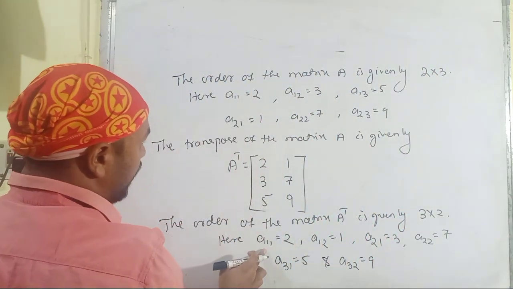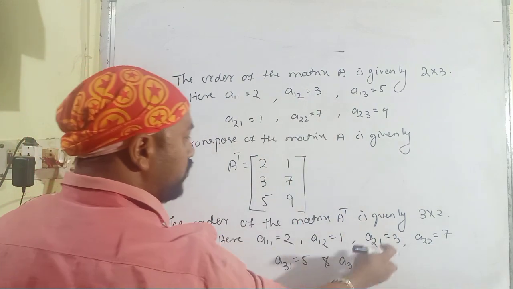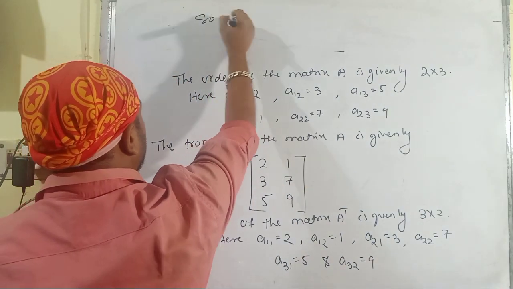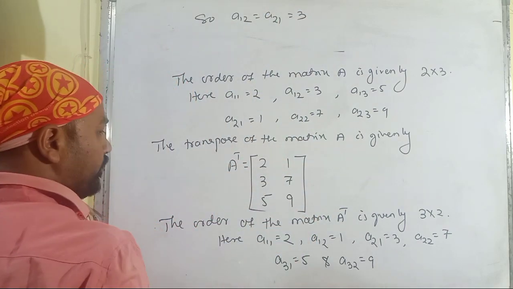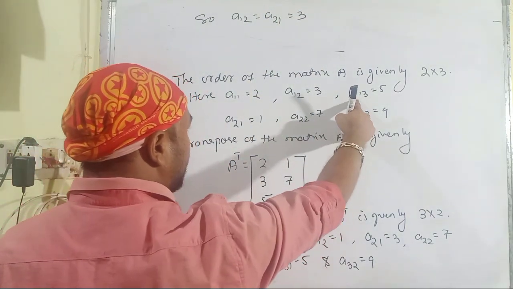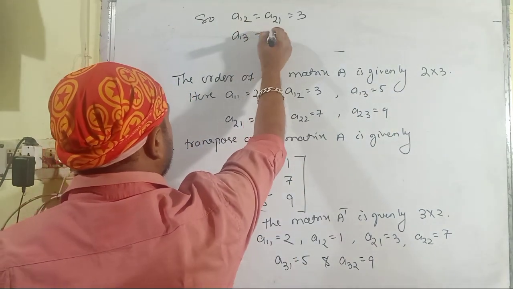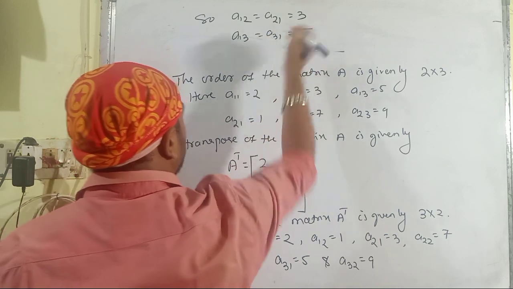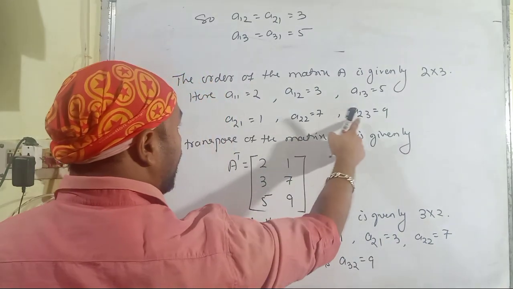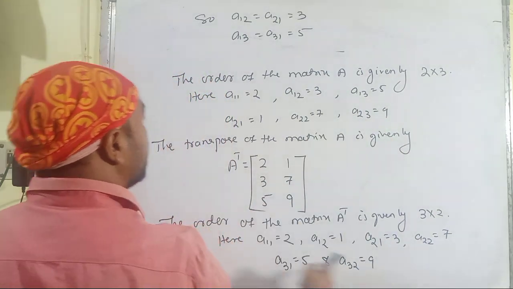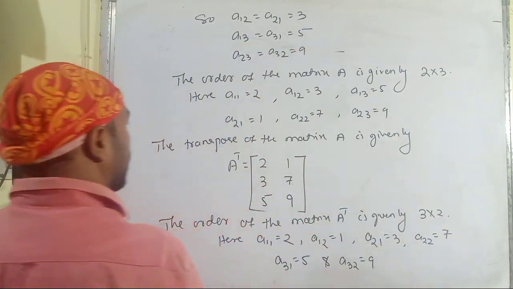A11 is equal to A11, but the A12 element, which is equal to 3, is equal to A21. So A12 is equal to A21 is equal to 3. Then A13 is equal to 5, and here A31 is equal to 5. A13 is equal to A31 is equal to 5. Then A23 is equal to 9, and here A32 is equal to 9. A23 is equal to A32 is equal to 9.